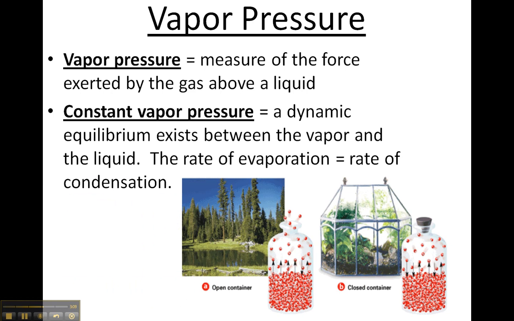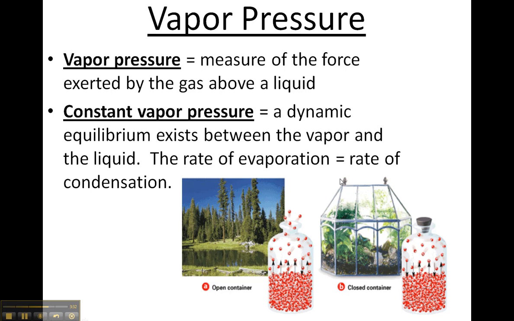Now, here are two models for you to look at. If we were to look at this bottle right here, where it has an open cap, and so the molecules can escape from the liquid form to the vapor form and exit the neck of the bottle. Example of an open container would be a pond in a forest.